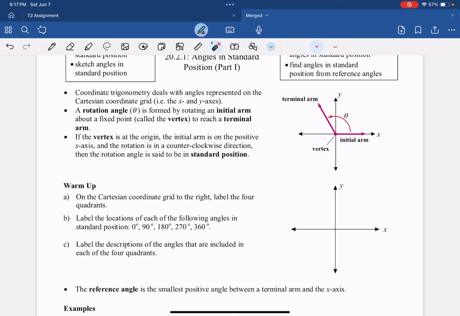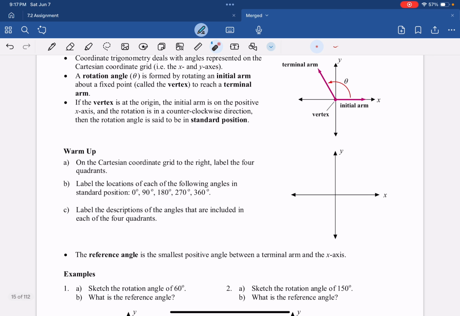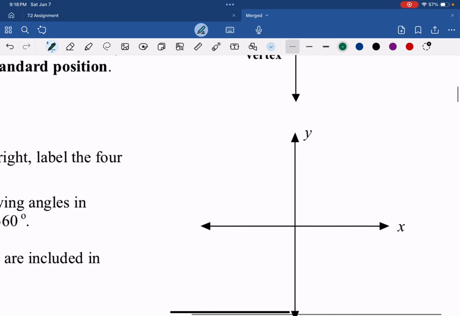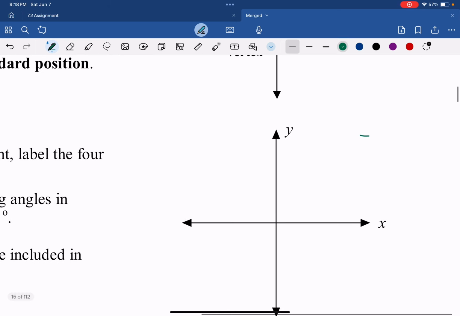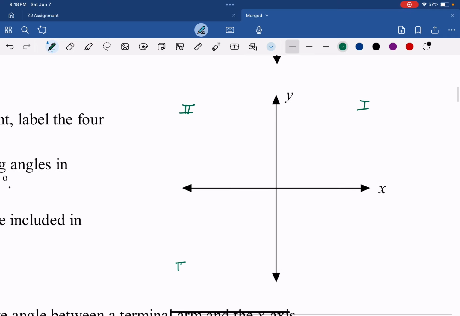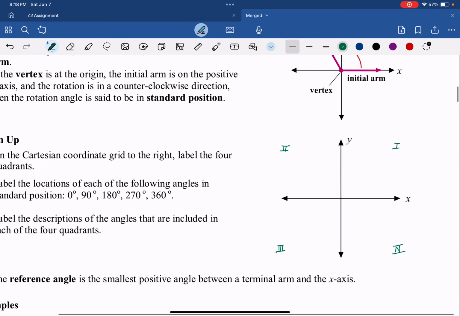And this is always about the origin. So we're always rotating around the origin here, and we would call this in standard position. We rotate counterclockwise. So we're going to look here at this warm-up. On the coordinate grid, we're going to label the 4 quadrants. So I would label this quadrant 1, 2, 3, and 4. This is the order you have to go in. You go counterclockwise, and we start in quadrant 1 there.